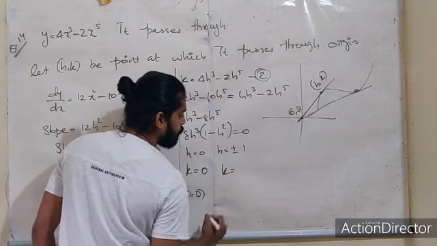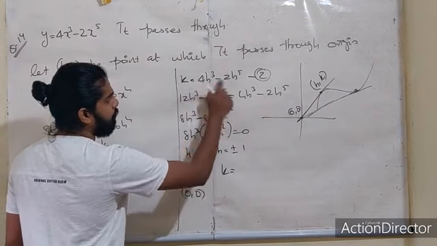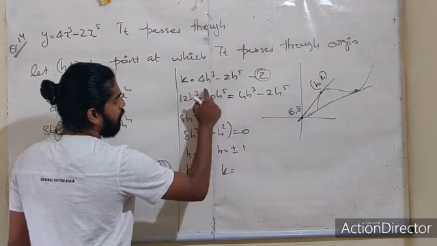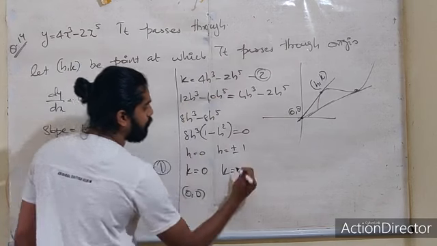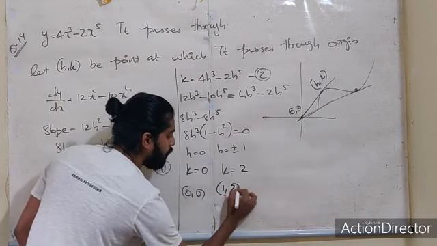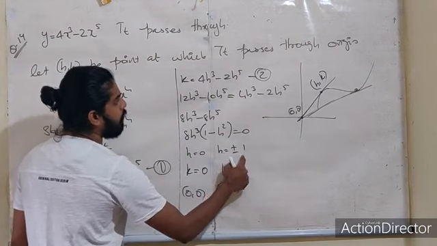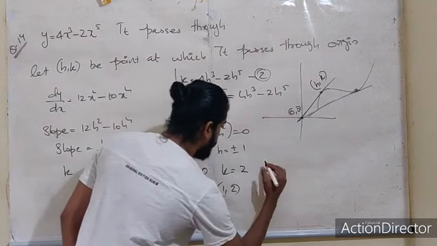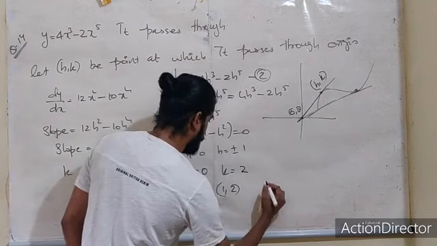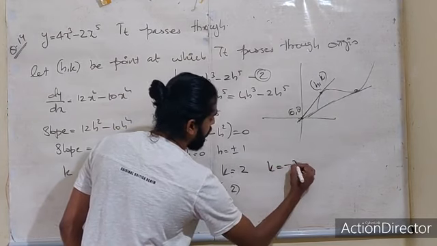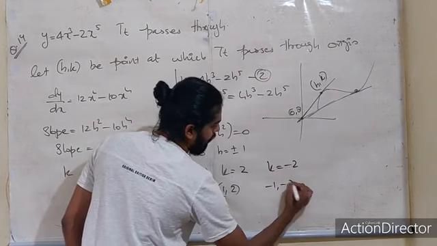Now let's substitute h equal to 1. If h is equal to 1, this will be 4 minus 2, which is equal to 2. So when x is 1, y is 2. Let's substitute negative 1. If h is equal to negative 1, we will get k is equal to negative 2. So negative 1 comma negative 2.